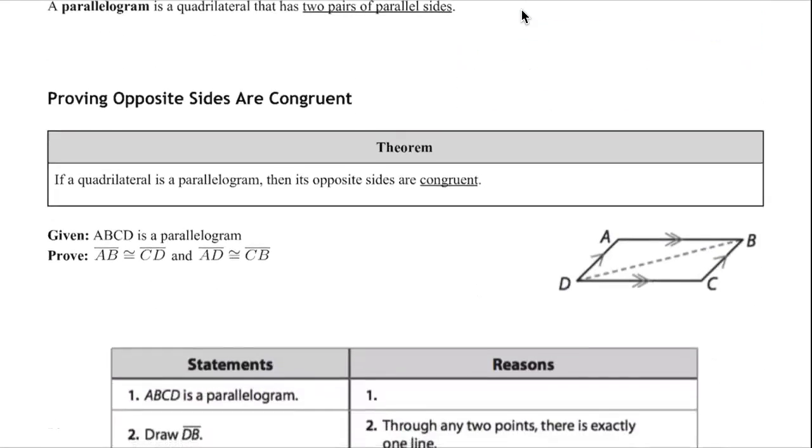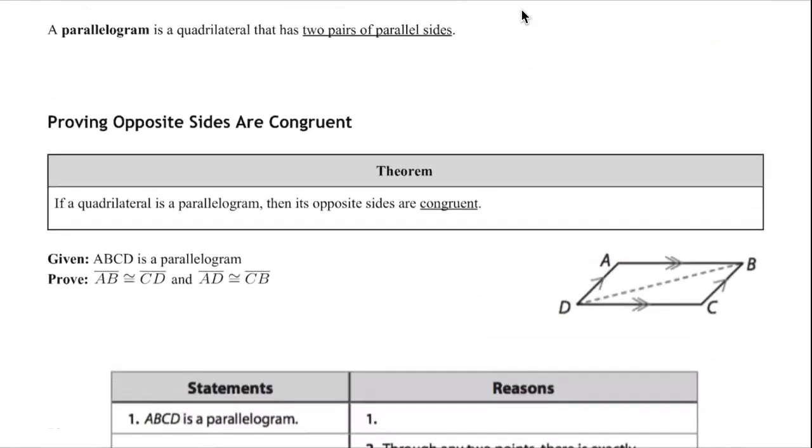All right, let's begin. We're going to be proving that the opposite sides of a parallelogram are congruent. So here's the theorem: if a quadrilateral is a parallelogram, then the opposite sides are congruent, right? And sometimes you can write that in terms of just a picture. You could just draw a parallelogram like this, which implies that opposite sides are congruent. You could just draw a picture if you so wish.